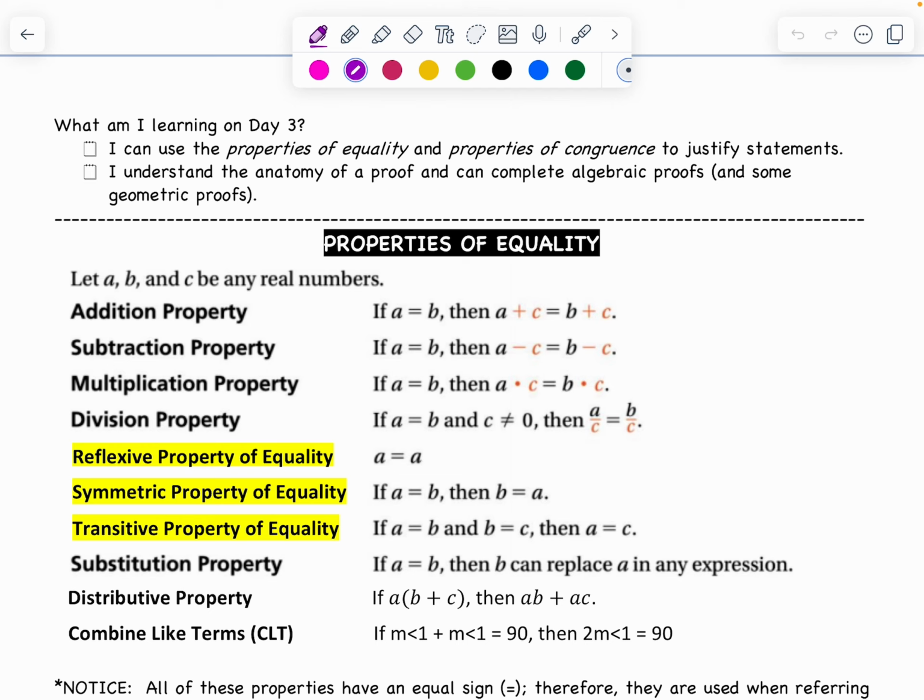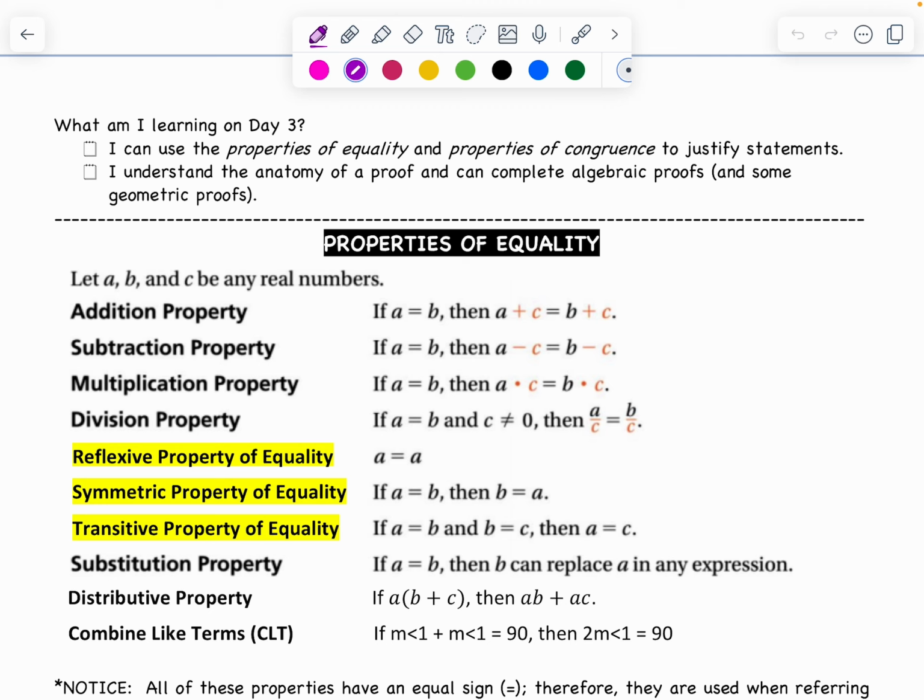All right, so day 3 of Unit 2 is the day that we start introducing proofs. We're not going to do a ton of proofs today. We're just going to kind of get our feet wet and take some baby steps so we can start learning what proofs look like and how we have to kind of think about them. But before we do that, we need to talk about some properties.